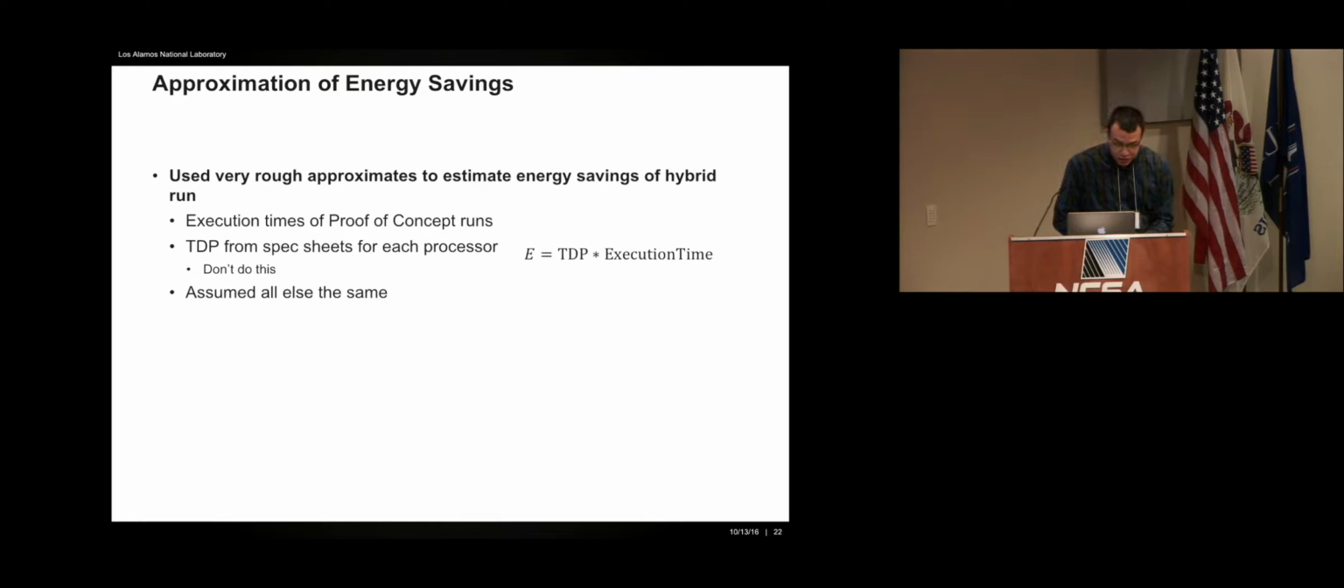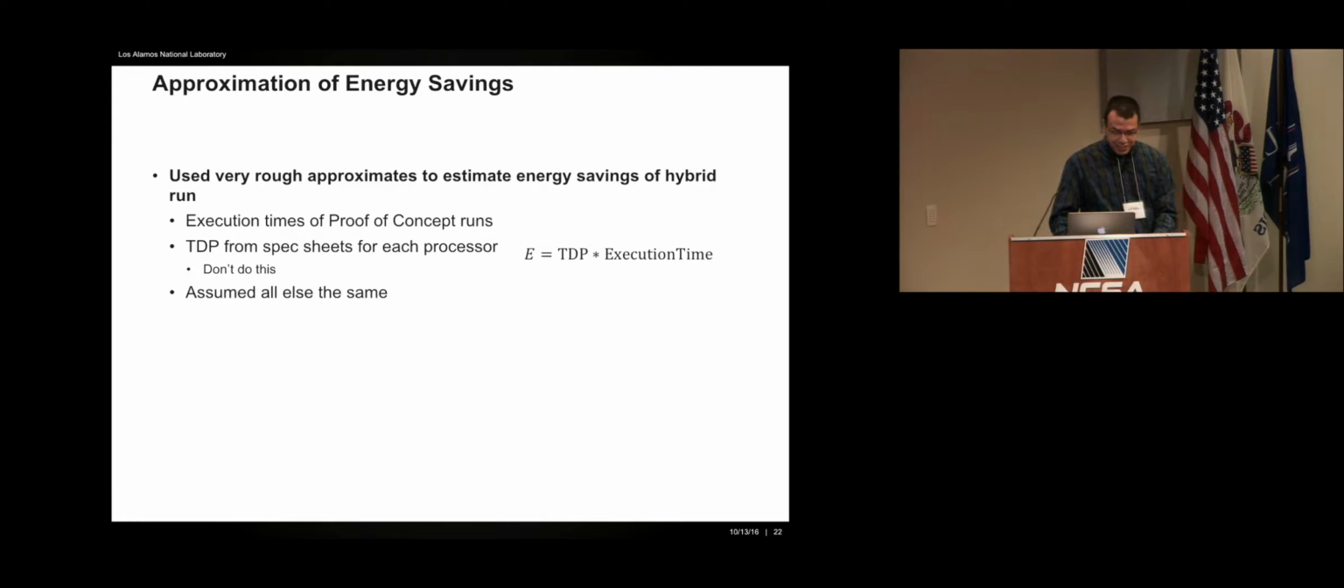To do this, we used TDP. Never use TDP. If you Google TDP, the first result will say, do not use this for power estimations. But we did anyway because we just wanted to have some data. So it's a very simple equation. We just used TDP times the execution time, and we assumed all else was the same, which in this case is actually somewhat fair because they are the same machine. But again, take this with a humongous grain of salt.